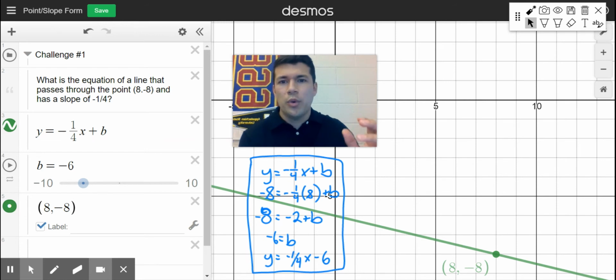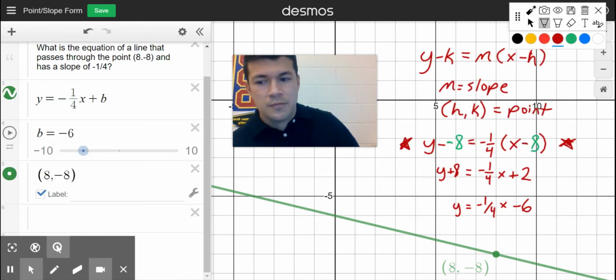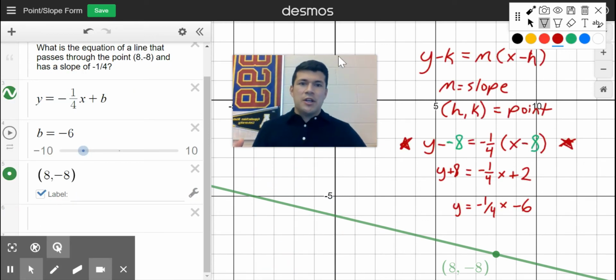So this is why we study a new form called point slope form. Point slope form is not slope intercept form. It is not standard form. It is its own form. So here's how it works.